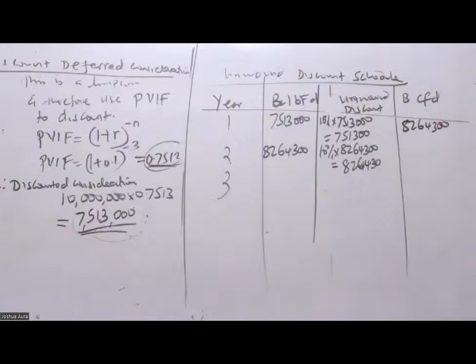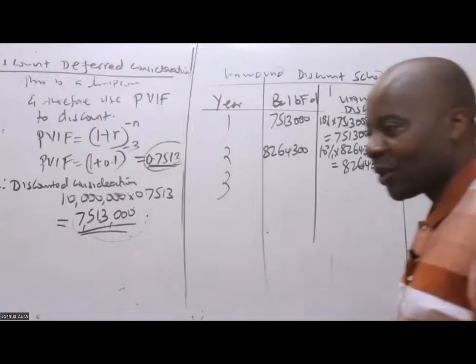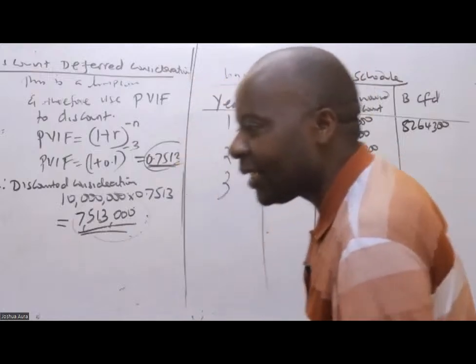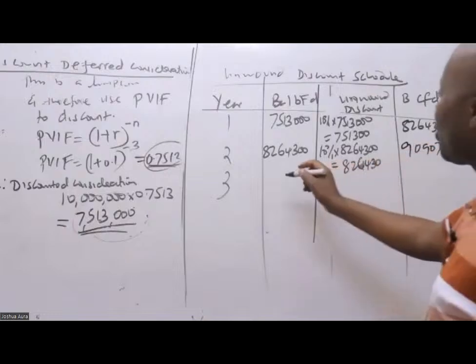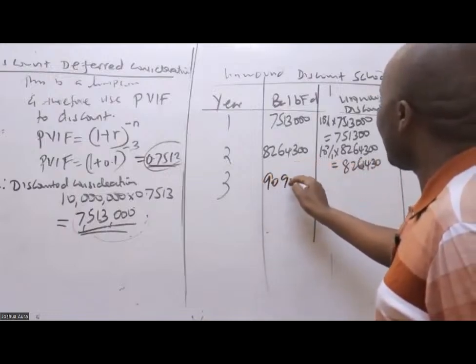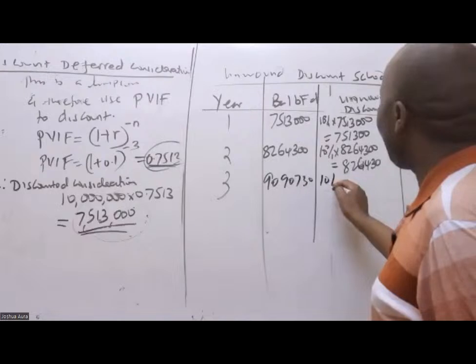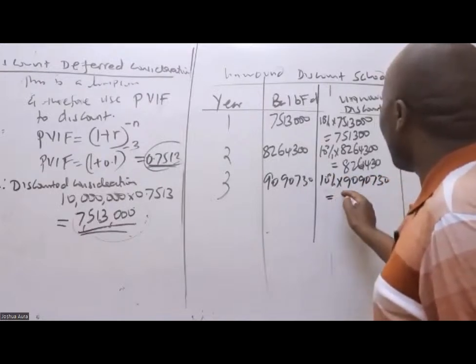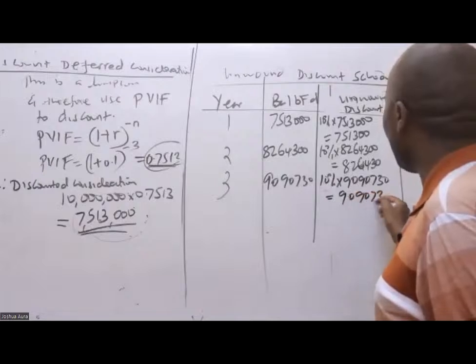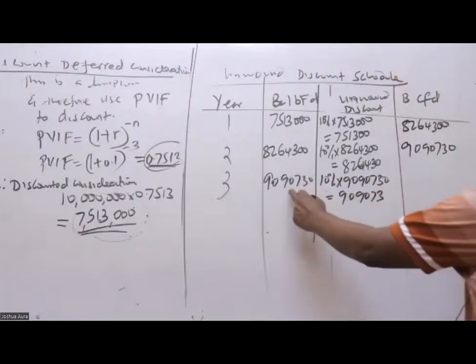I know the problem is that you guys decide to write fast instead of giving me these figures, and you can use the video later on to write. So according to Mary, it's 9,090,730. So come to year 3. We have 9,090,730, and 10% of this will be 909,073. So could you kindly add this and this?